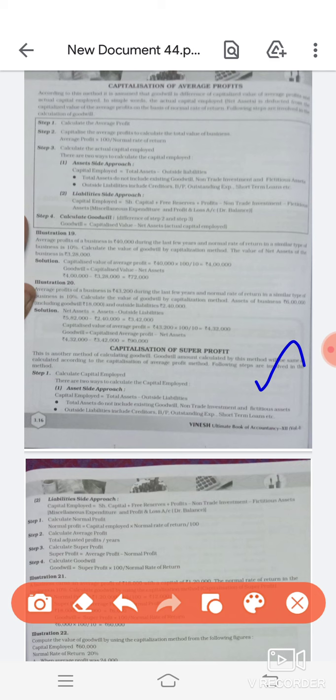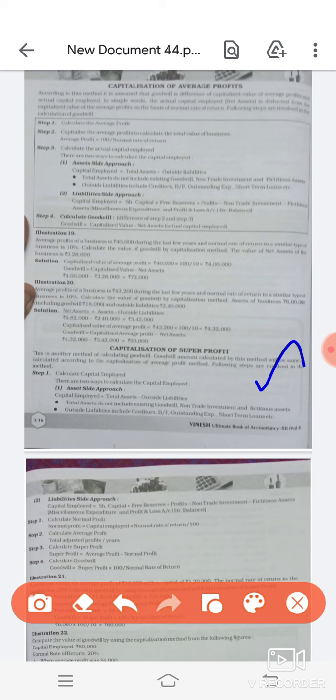And what is step 1? That is calculating the normal profit. We already studied this in the super profit method itself, no? That is capital employed into normal rate of return divided by 100. That is the normal profit. The next one is the average profit, that is the total adjusted profit divided by the number of years. It's very easy. And what is the formula for calculating the super profit? Same formula: average profit minus normal profit.